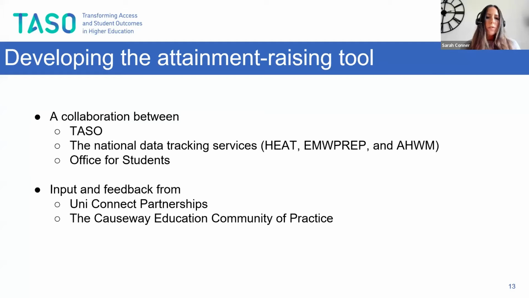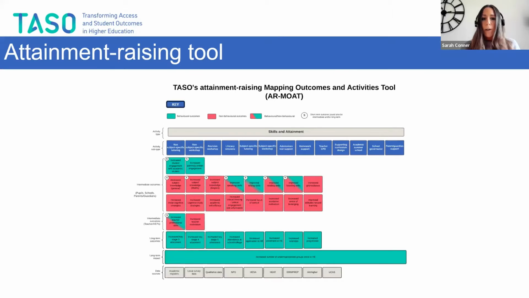So we worked on this for several months, and we also had feedback from the Uni Connect partnerships and the Causeway Education community of practice. So Causeway Education were commissioned by the Office for Students to develop a toolkit on attainment raising. So it was really important to get their input into this to understand whether the activities and subtypes of activities that we were including in this tool, as well as the outcomes, accurately reflected what was going on in the sector. So this is how the attainment raising tool came about.